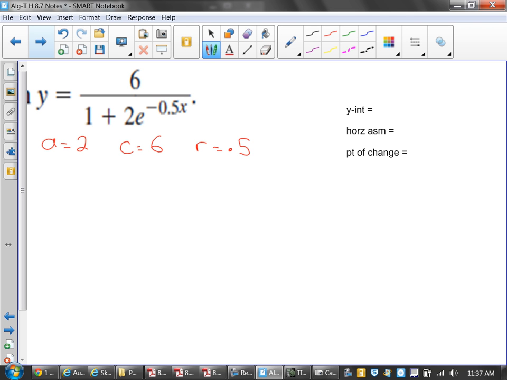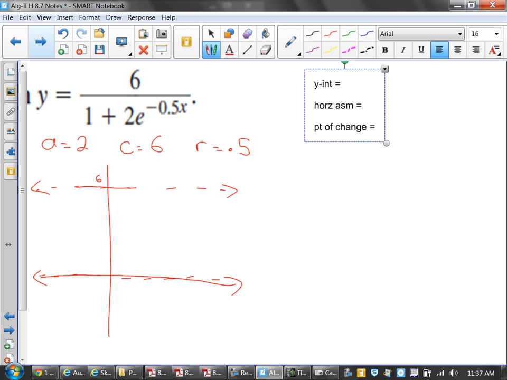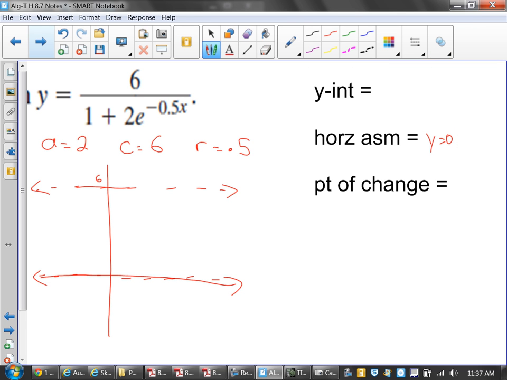So again, when I go to start this, I know that I have a y equals 0 asymptote. I have a y equals 6. So my horizontal asymptotes are at y equals 0 and y equals 6. I know that my y-intercept for this case is going to occur at 6 divided by 1 plus 2. So what is that? 2. So my y-intercept is at the ordered pair of 0 and 2.